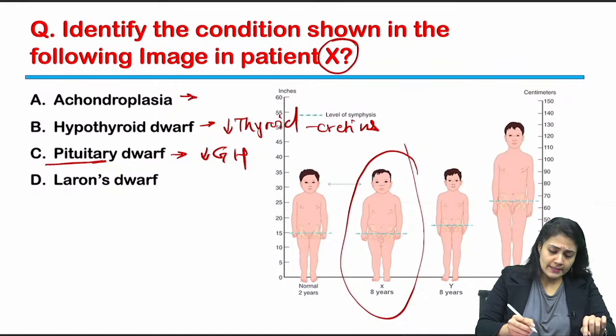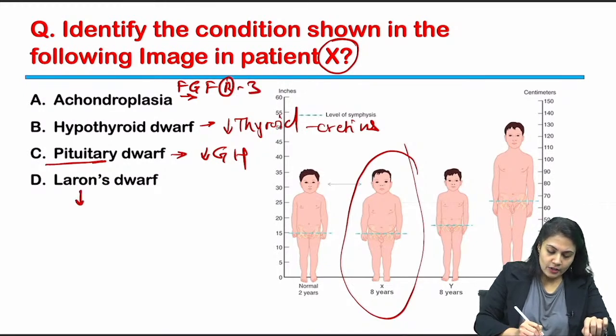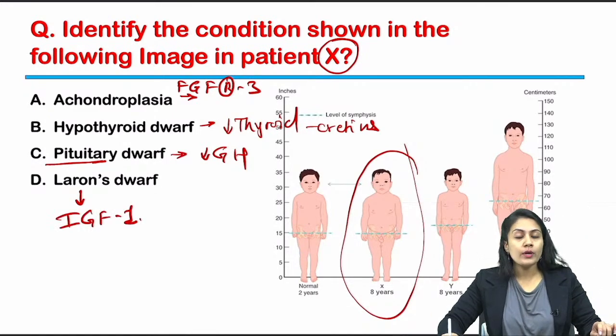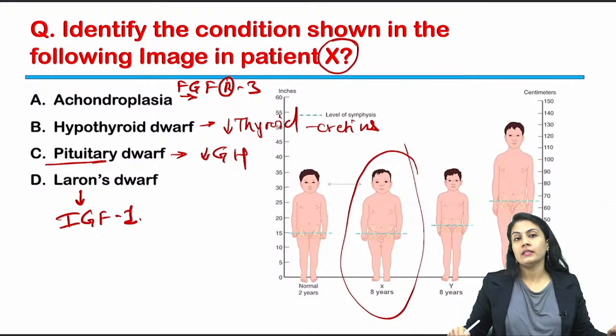In achondroplasia, what is the problem? The problem is in the fibroblast growth factor receptor number 3. Okay. In the Laron dwarf, the problem is in the IGF-1. Now, all of them are going to have the problem in the growth. Nothing is given as per the IQ.